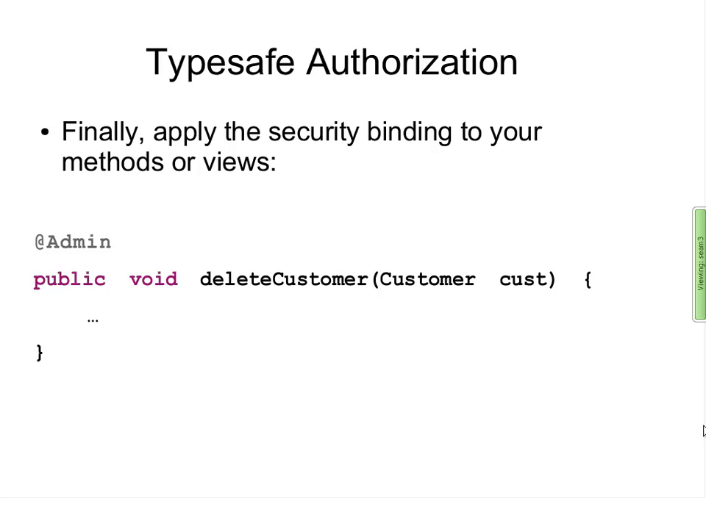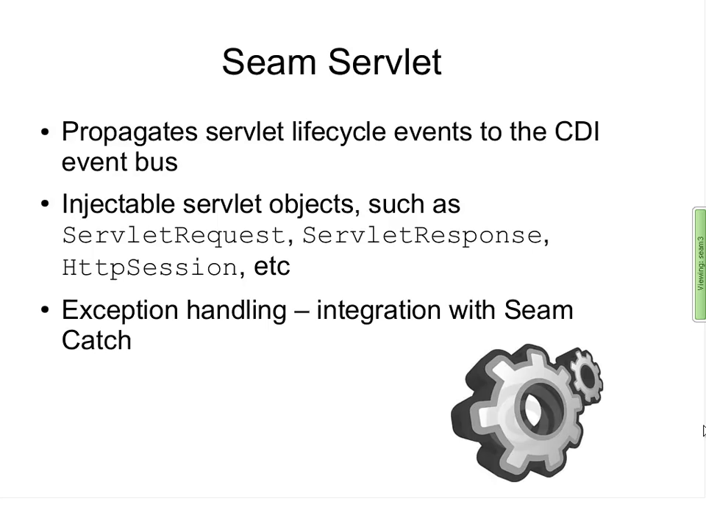So the final step here, which is the easiest step, is to actually apply the security binding to your method. This is as simple as putting the security binding annotation on any methods that you wish to secure. So when the user goes to invoke that method, a security check will be performed, and if the user has the necessary privileges, then the method will be invoked. Otherwise, if they don't, then an authorization exception will be thrown. So pretty cool stuff.